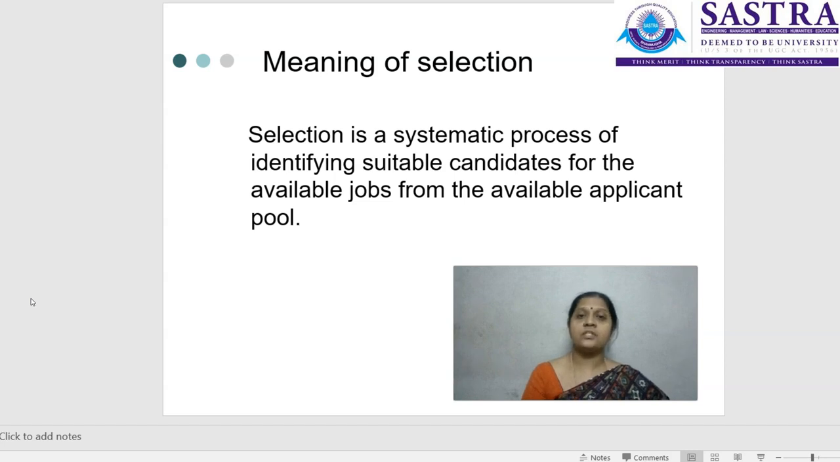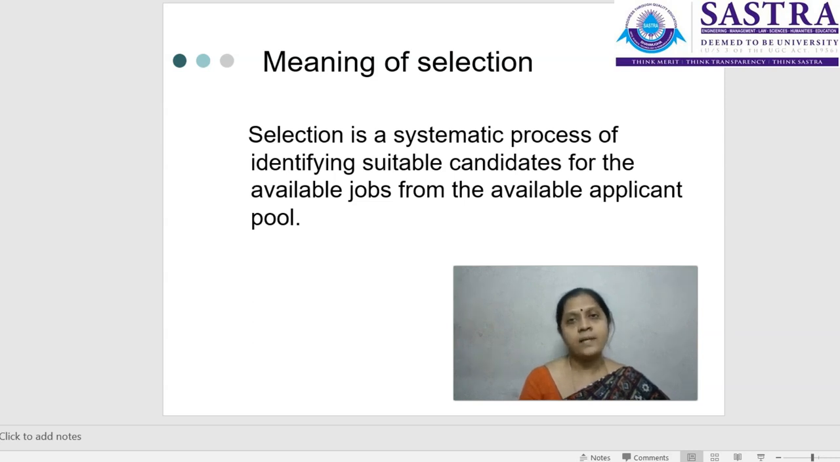This definition of selection is given by many persons, and let us see the definitions given by various persons now. This is the definition given by Dale Yoder. According to him, selection is the process by which the candidates for employment are divided into two classes: those who will be offered employment and those who will not.